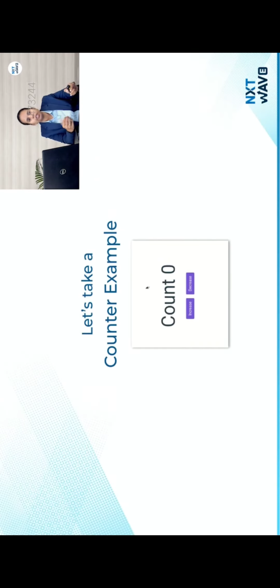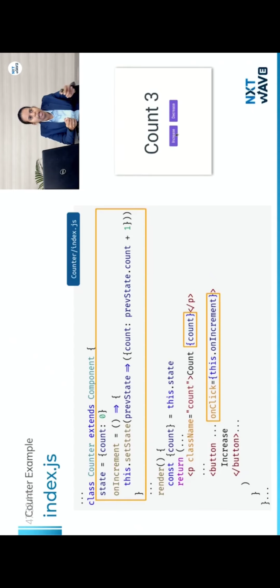Here we are going to take the counter example. You can see we have this count text, and beside that we have the number, and on clicking the increase button, the number that is being displayed should increase, and if we click on the decrease button, the number that we are displaying there should decrease, right? Now let's have a look at the code. Within the counter component, we have the state where we are maintaining the count, and on increase button click, we are updating the state.